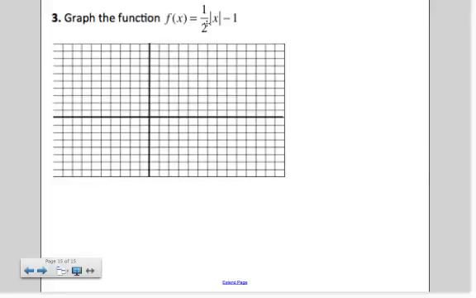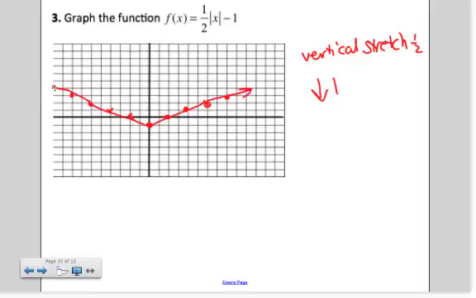All right, here's the last one. This one has a vertical stretch of factor 1/2, and a vertical shift of down 1. So instead of starting here, I'm going to start down 1. And instead of going up 1 over 1, I'm going to go up 1 over 2 because it's got a slope of 1/2, if you want to call it that. There we go. Ta-da! And there we go.